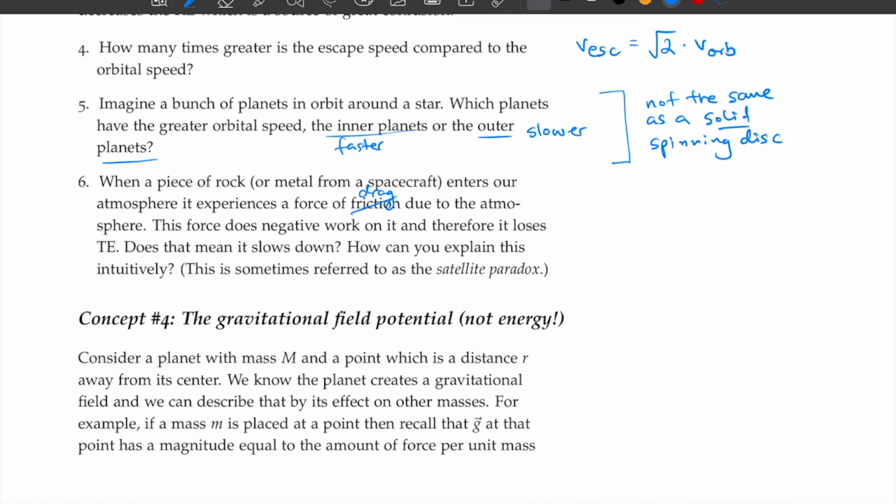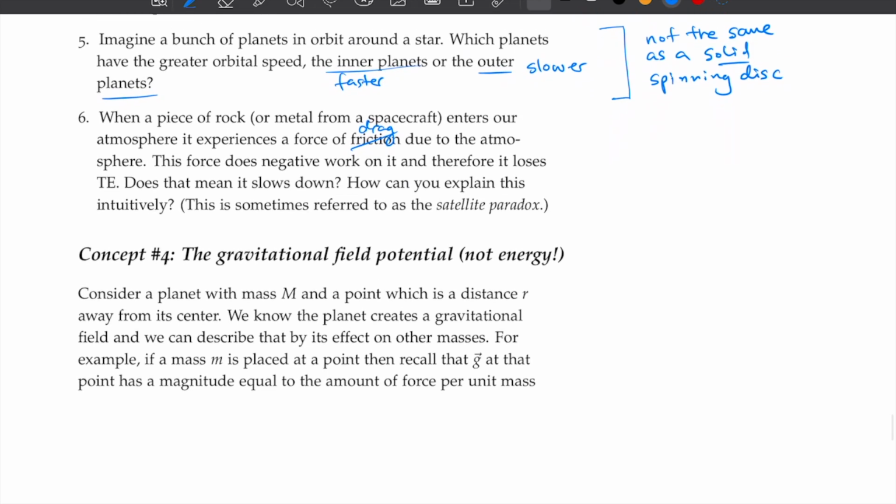The satellite paradox is also the reason why meteors burn up so quickly in the atmosphere, because as it falls closer to the surface of the Earth and speeds up, the drag force actually increases. So it heats up the meteor, the rock, more, so that it burns up quicker. So that's why meteors burn up as they do in the atmosphere.